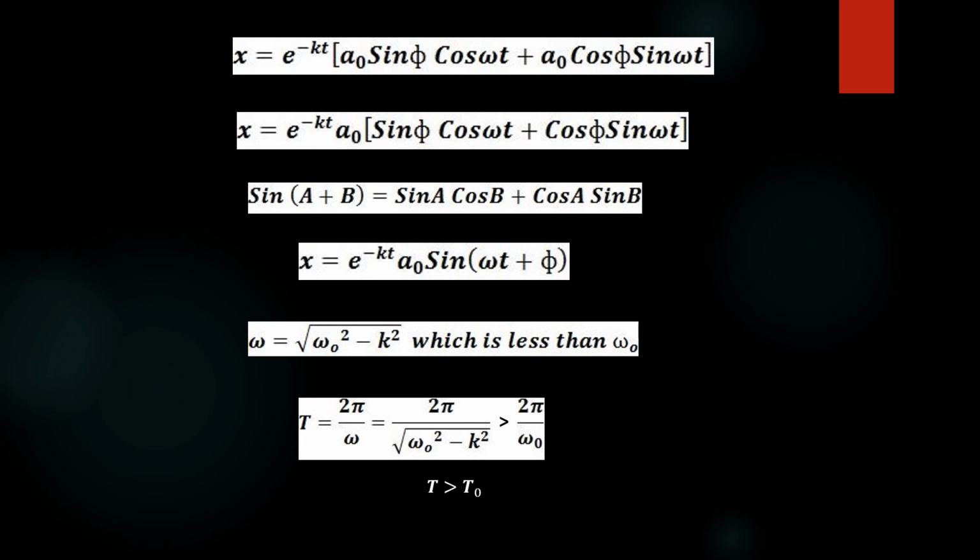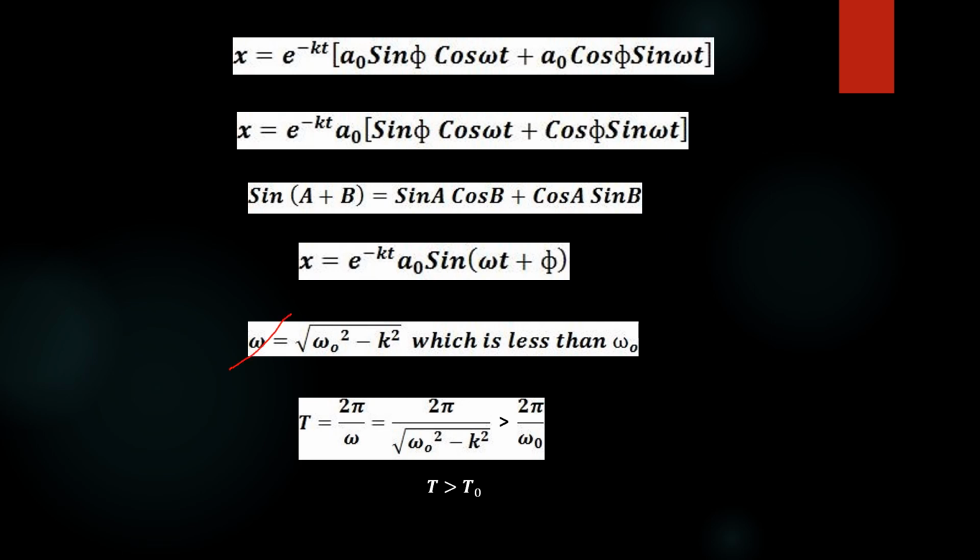Then we substituted the value of a1 plus a2 and i into a1 minus a2, and using this identity, that is sin a plus b is equal to sin a cos b plus cos a sin b, you can reduce this equation as x is equal to e raised to minus kt a0 sin omega t plus phi.